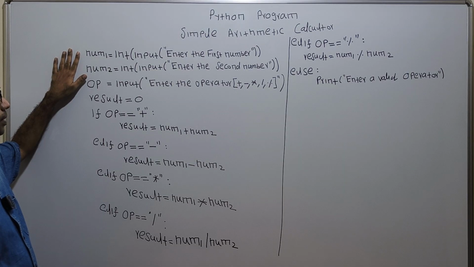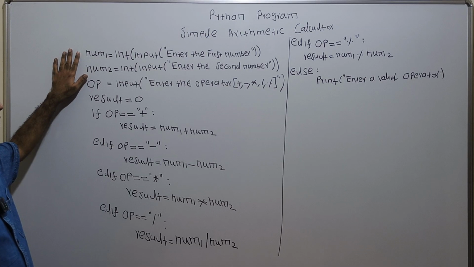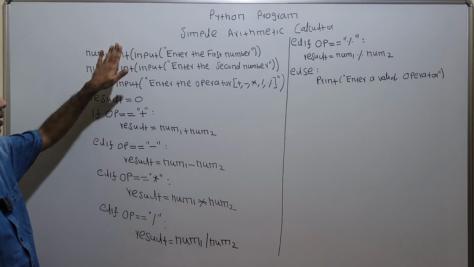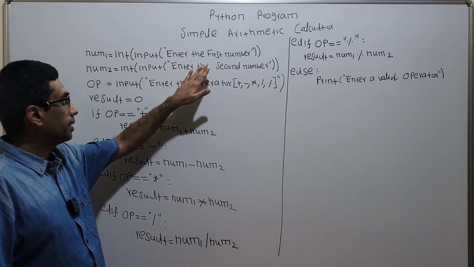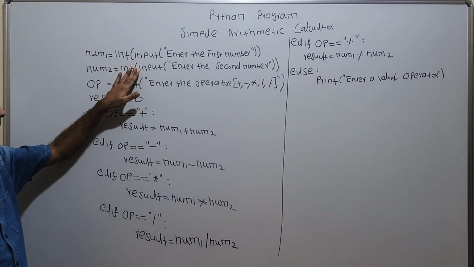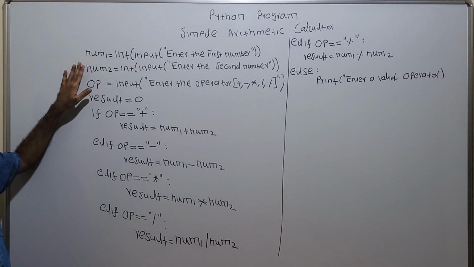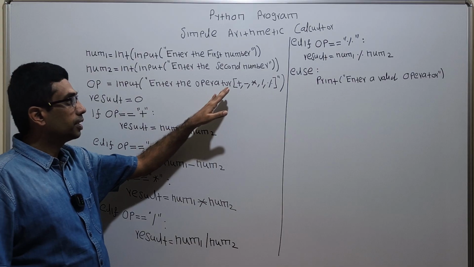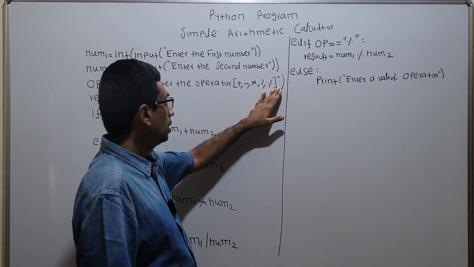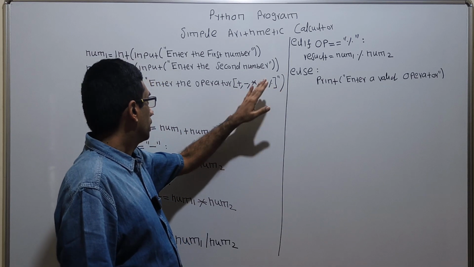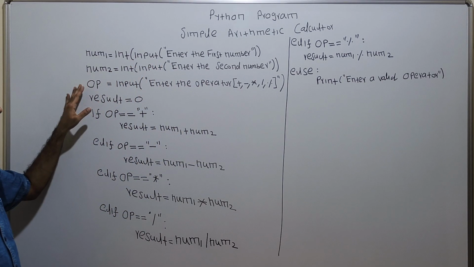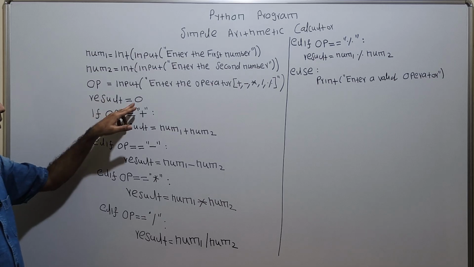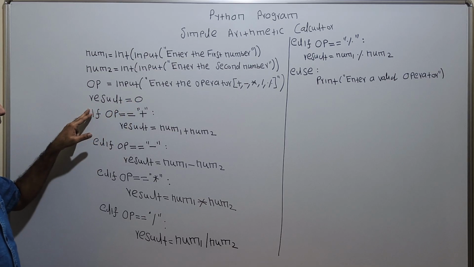I am obtaining two numbers from the user. When the user enters the first number, it is converted into an integer and stored in the variable num1. The user enters a second number, which is converted into an integer and stored in the variable num2. I ask the user to enter one of the operators plus, minus, star, slash or modulo operator, and I store it in the variable op. Here I am initializing the variable result equal to 0. Here I am using an if-elif-else structure.